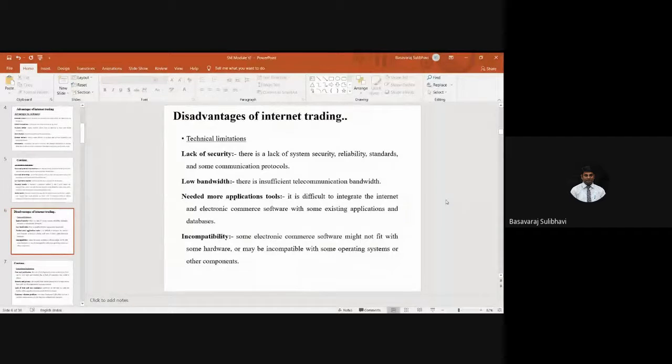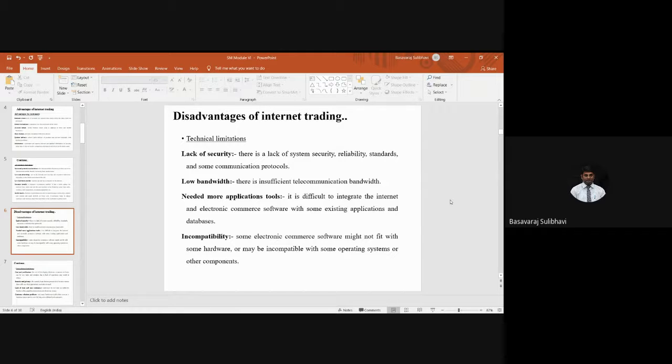Fine. So there are some disadvantages of internet trading. We have technical limitations and also non-technical limitations. So what is the technical disadvantage? One is lack of security. There is a lack of system security, reliability, standards, and some communication protocols which you have to see to, because e-commerce includes furnishing the information of the customer to the seller. So the security of that, and how much privacy those people maintain about your profile. And also you make a payment through your debit cards or credit cards or any sort of electronic payment. That should be secured.